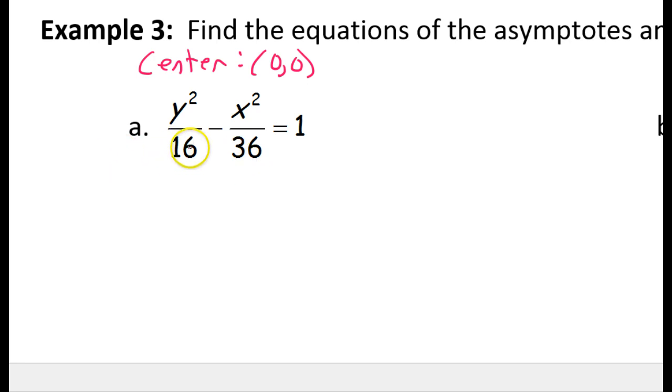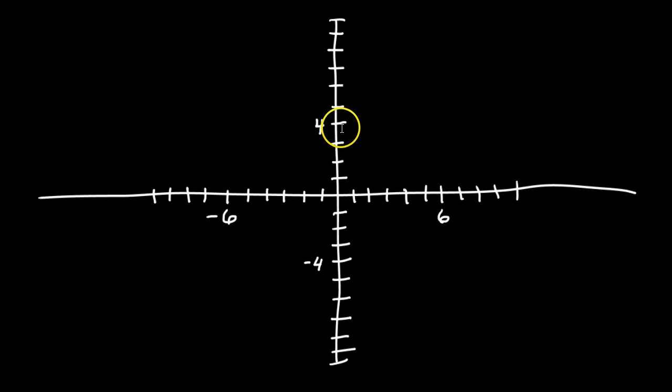Other than that, we need to figure out what's a and b. So for a hyperbola, it doesn't matter which one is bigger. The first denominator is always going to be a squared. So a squared is 16. That means that a is 4. Notice that 16 is in the y term. That means when I do my plus and minus 4, I'm going to do it in the y direction. And these will be my vertices. All right, the a value will always give you your vertices. Okay, so my vertices are here.